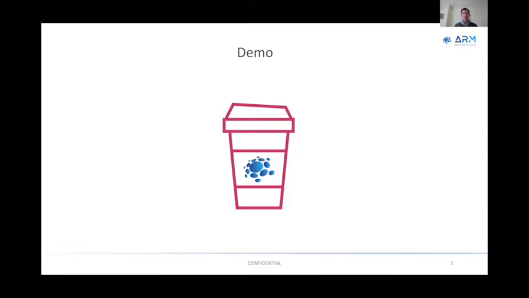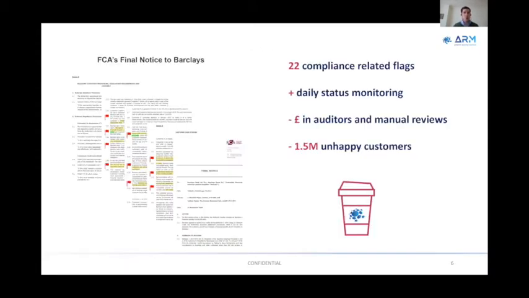After all the years of experience of our team, and after several conversations with more than 20 financial institutions, we wanted to keep looking at the industry to validate our flags. So we took a look at the FCA's final notice to Barclays, and we identified at least 22 compliance-related flags that would have been identified by ARM, giving a full overview of the performance progress, saving millions of pounds in auditors and internal manual reviews, and preventing the impact on several millions of customers. And remember, all that just while enjoying our early morning coffee.